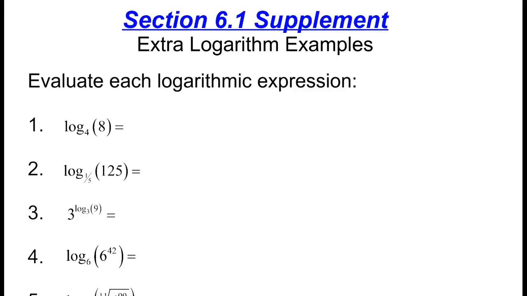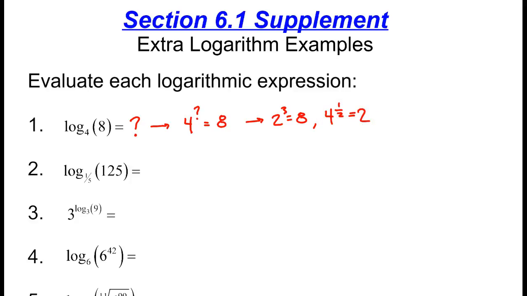We have log base 4 of 8 equals, well, I don't know. Let's just call it question mark. I'm going to rewrite this expression as an exponential expression. Log base 4 of 8 is like saying 4 to the question mark equals 8. Now, what are some things I know? I know that 2 cubed equals 8. I also know that 4 to the 1/2 power equals 2.